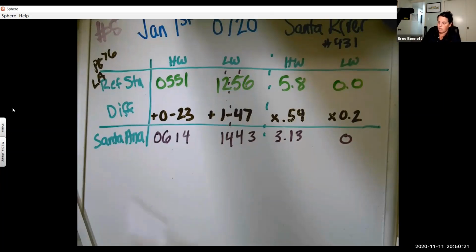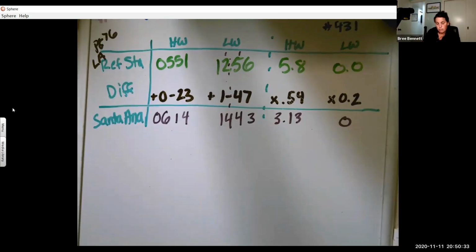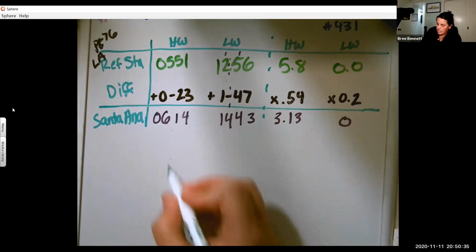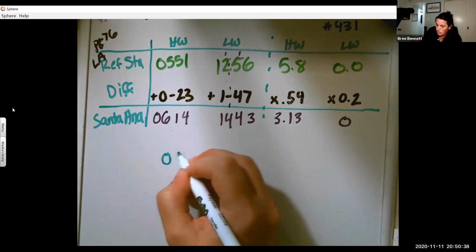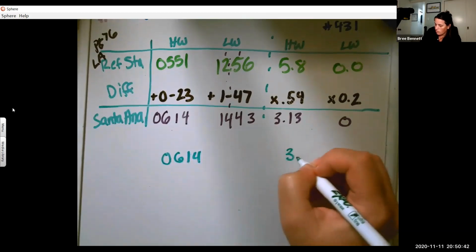So I have here what's happening at Santa Ana. And now I'm going to rewrite it so it's chronological and I could do my brackets for table 3. So at Santa Ana, I have 0614. My tide is 3.1.